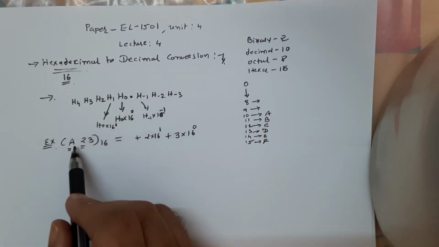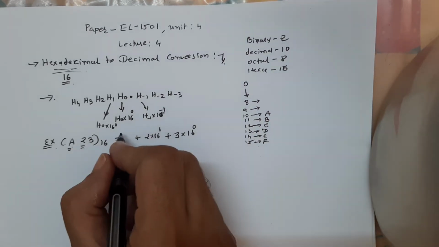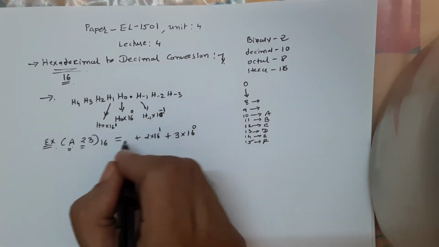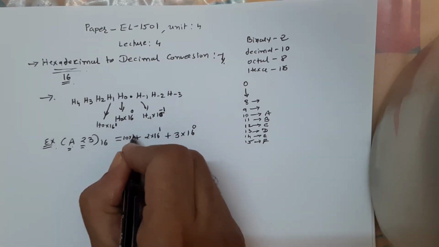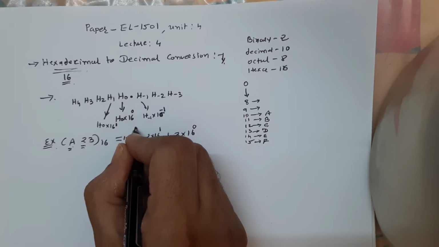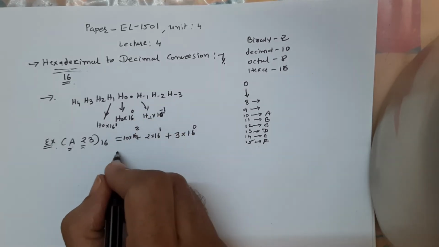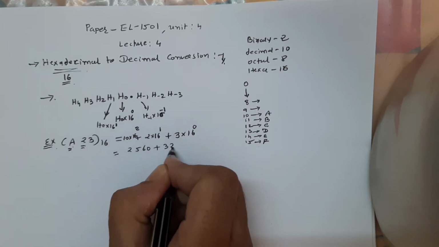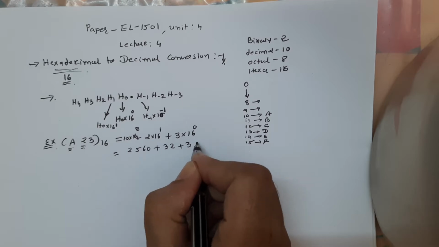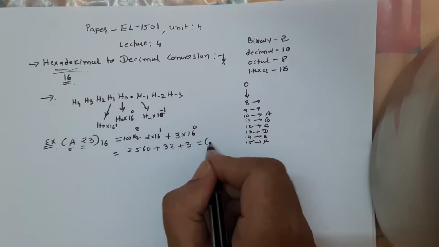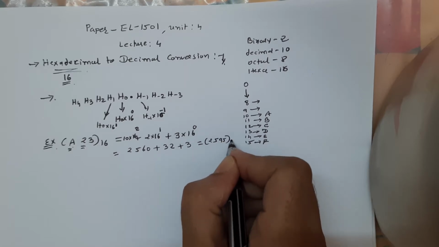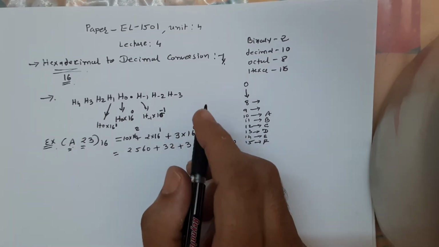Therefore, when we are using A, that means 10, and this 10 into 16 raised to 2. This is equal to 2560 plus 32 plus 3, it is equal to 2595. This is your decimal number, right?